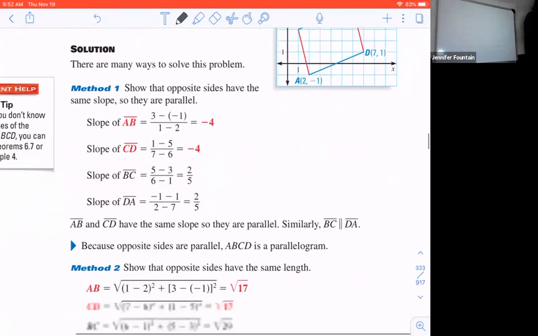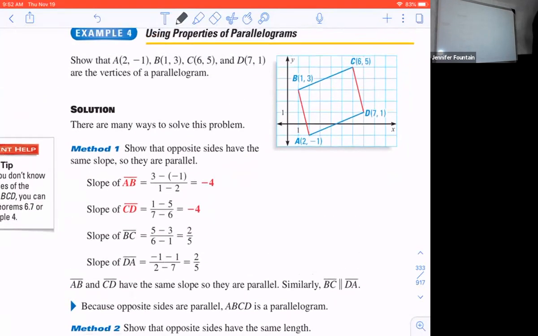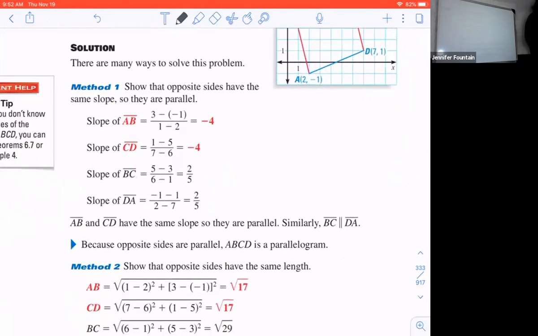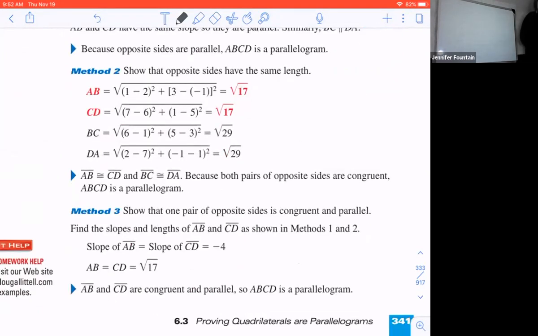If you look at our solutions here, the first thing we can do is find the slope. We can see that the slope of AB is -4. The slope of CD is also -4 because they use the slope formula there. The blue lines, BC, my slope is 2/5. DA, my slope is 2/5. Again, parallel lines have the same slope. Therefore, they are parallel. Now it says you can also show that opposite sides have the same length.